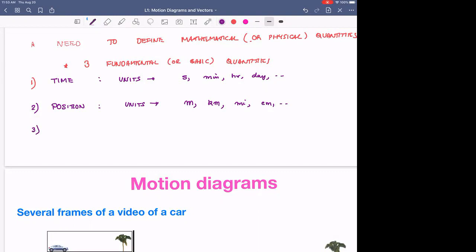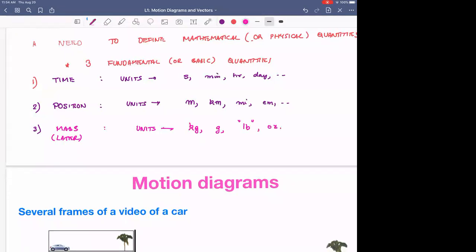And the third quantity, which is not going to show up right now, but later on in the semester we will be introducing as well, is this notion called mass. And for now, we're not going to be worrying about it. This will come up later. And there are various units to measure mass: kilograms, grams. You might say a pound, and I'll put that in quotes because technically a pound is not quite a unit of mass, but I'll leave it out there. Or an ounce and so on.